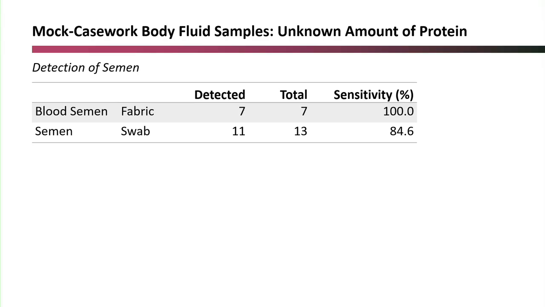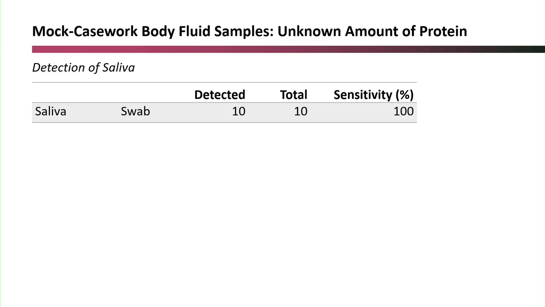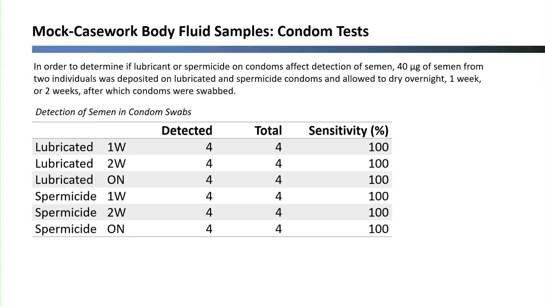Then for detection of semen, those same 7 blood and semen mixture stains, when tested for semen, we identified semen in all of them, and then we had some swabs. We got 11 out of 13 of the swabs, so again, missing 1 peptide from a couple of them, so it's not quite full detection. Altogether, it's about 90% detection there. And for saliva, 10 swabs, we detected saliva in all of them.